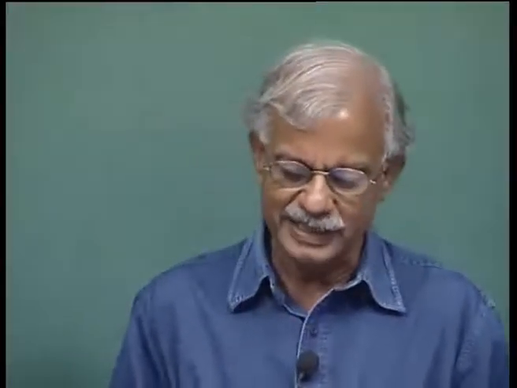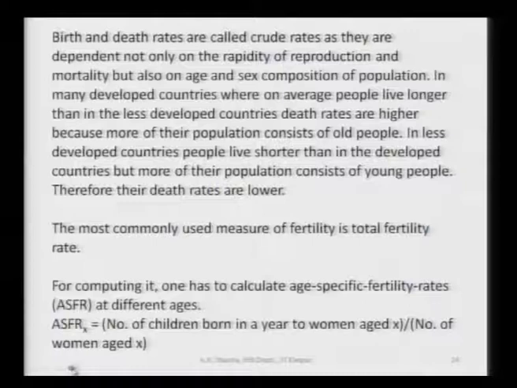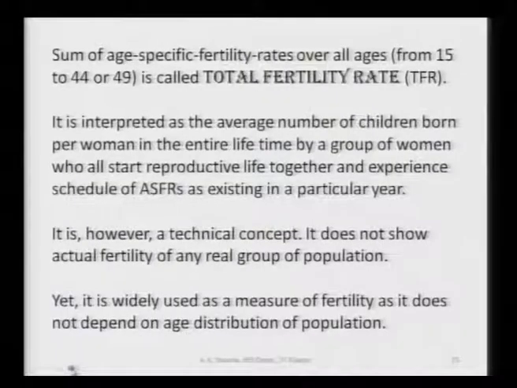So, age specific fertility rate at age X is defined as number of children born in a year to women of age X divided by number of women aged X. See that here we are not multiplying this by 1000, there is a reason for that, because ultimately we want to convert this measure into a number of children ever born. Sum of age specific fertility rates over all ages from 15 to 44 or 49, whatever is considered to be the upper limit of reproduction, is called total fertility rate.